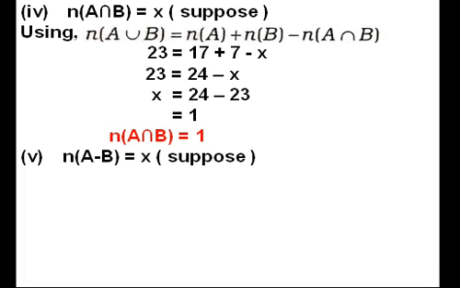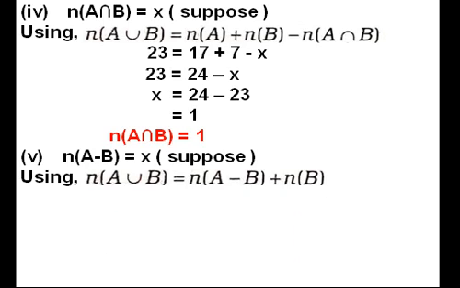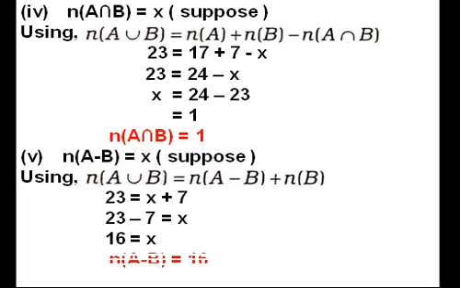Moving on to the fifth part of this question, where we have to find the cardinal number of A minus B. So assuming it to be X and using the property cardinal number of A union B equal to the cardinal number of A minus B plus the cardinal number of B. Substituting the values, getting an equation and solving it for the value of X, the value of X comes equal to 16, and therefore the cardinal number of A minus B is equal to 16.